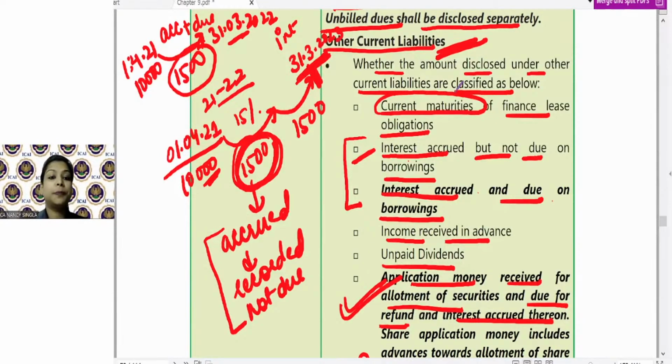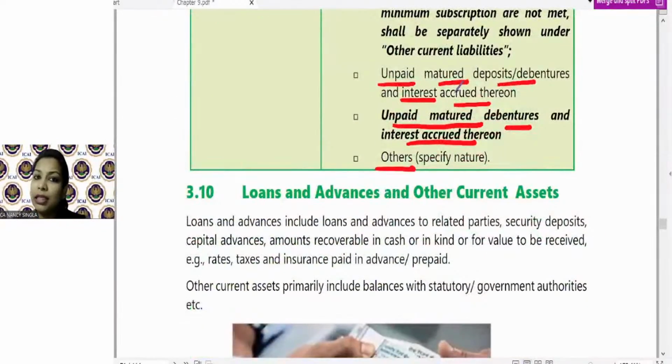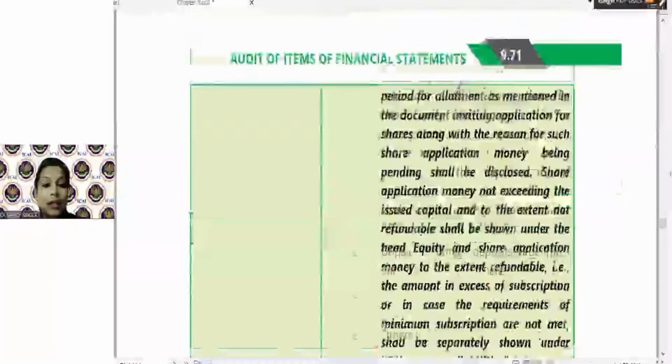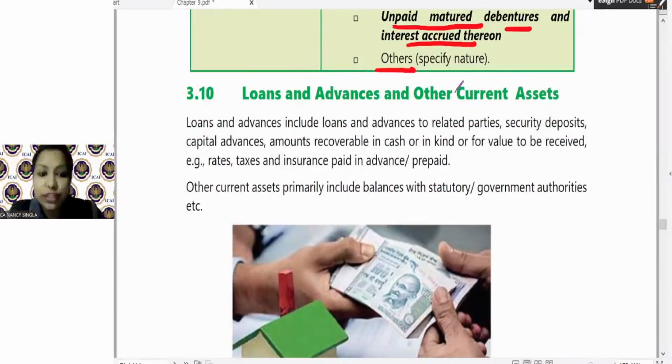बिकॉज आई एम श्योर एप्लीकेशन मनी हो गया या ये अनपेड मैच्योर डिपॉजिट्स हो गया, ये आपने क्या लिखना है, बोरोविंग्स में, बट ये कहाँ आएगा आपका, अदर करंट लायबिलिटीज में. ठीक है. दैट्स इट. ठीक है. So quickly tell me whether it is clear, then we will proceed further with our next balance sheet item, which is loans and advances and other current assets. और ये तो मेरे को आज फिनिश करना ही है.